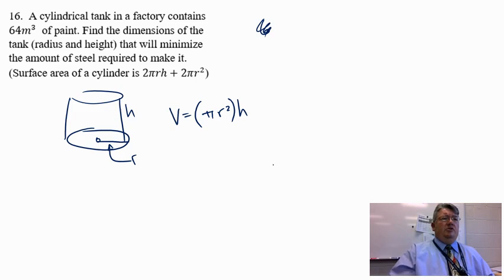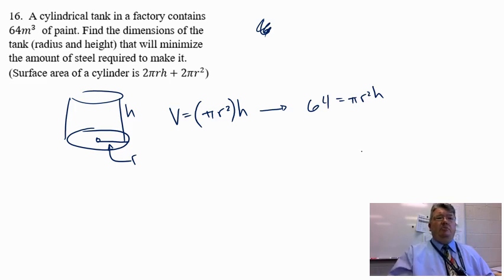Okay. So if I want to minimize this function, the volume, it says, is 64 cubic meters. So pi r squared times height. Okay, so I want to minimize this function. Well, to minimize this, I need to set this equal to a variable so I have an input and the output.